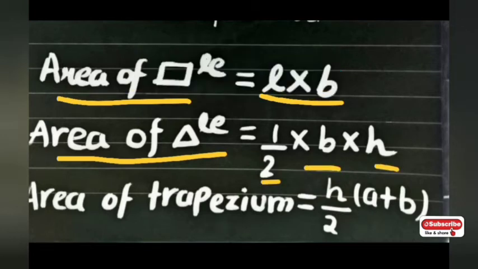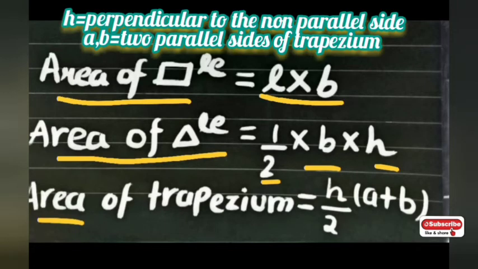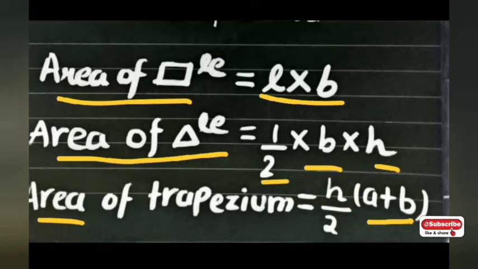One more area that we are going to use is the area of a trapezium, h by 2 into (a plus b), where h is the perpendicular height, and a and b are the two parallel sides of the trapezium. So it is the formula for the area of a trapezium. Remember this formula because we are going to use it also in the further third equation.